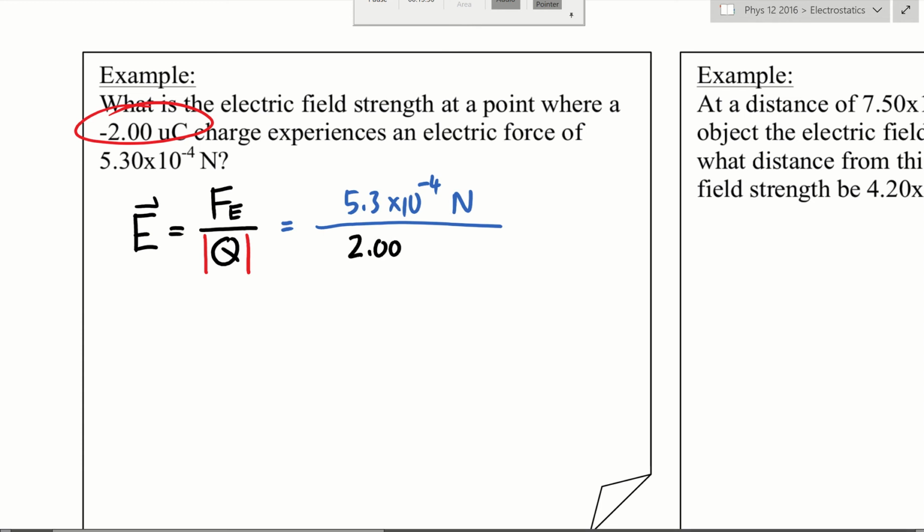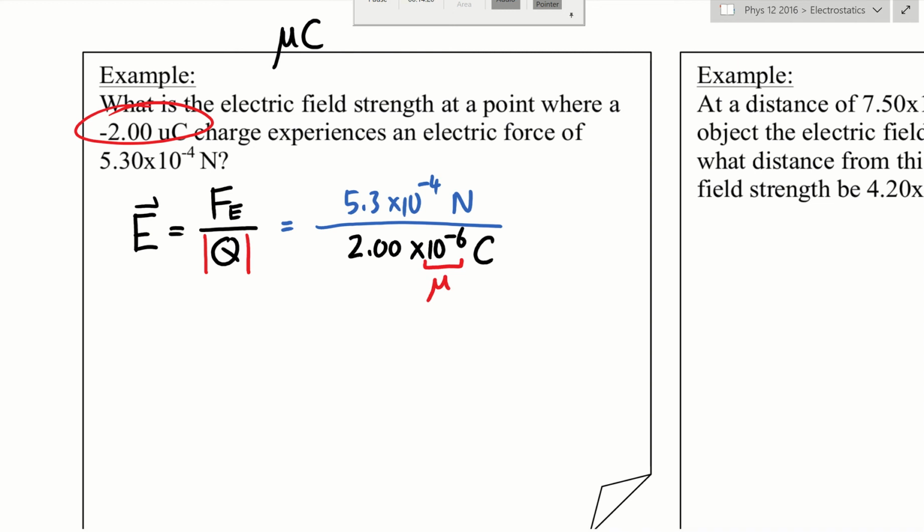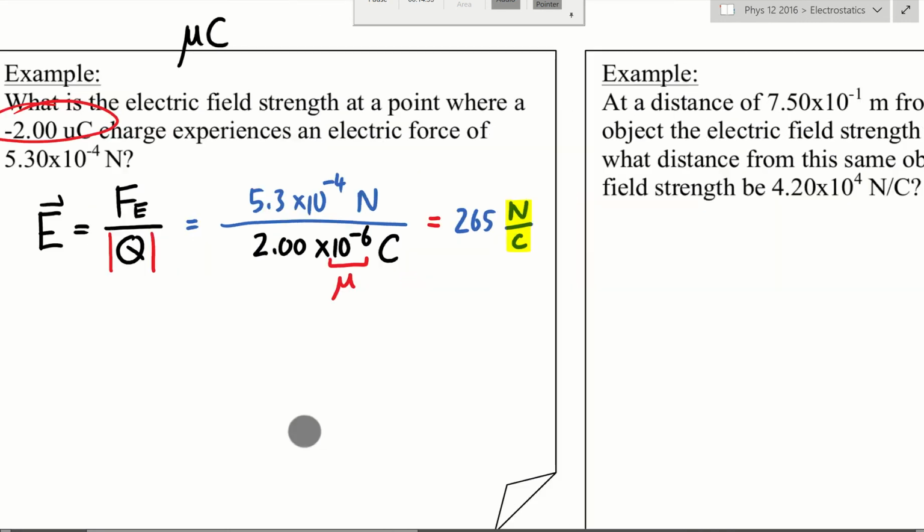2.00. Wait a second, what on earth is that unit? It's microcoulomb. What is micro? Micro is times 10 to the negative 6. Microcoulomb is not a unit; Coulomb is a unit. So micro just means divide by a million. Now that equation is correct. A lot of the time you see people getting tricked just a little bit if the unit changes. 265 Newton per Coulomb is the unit for electric field. So just divide. Pretty easy, right?